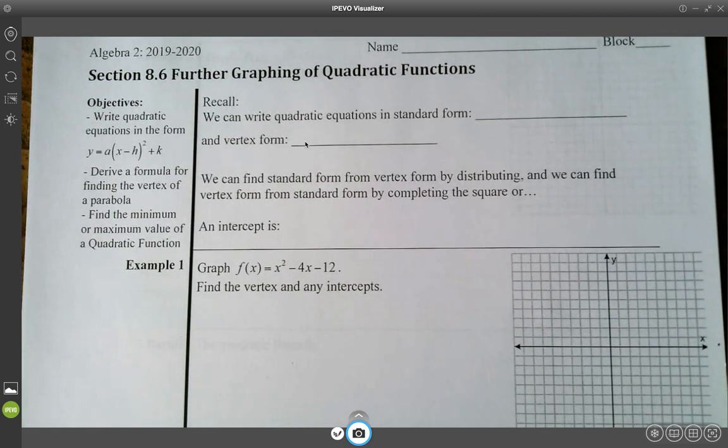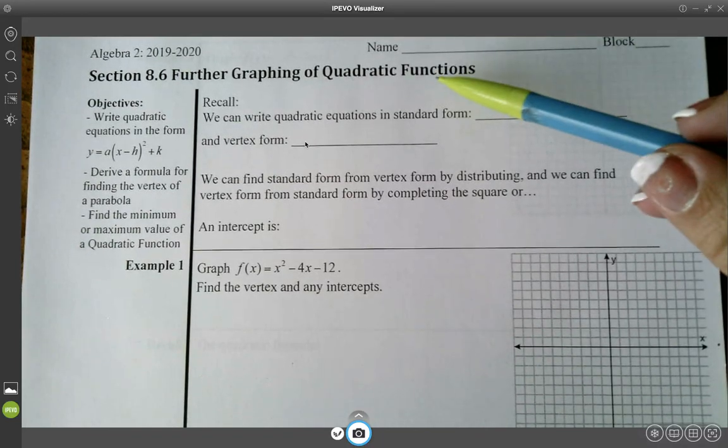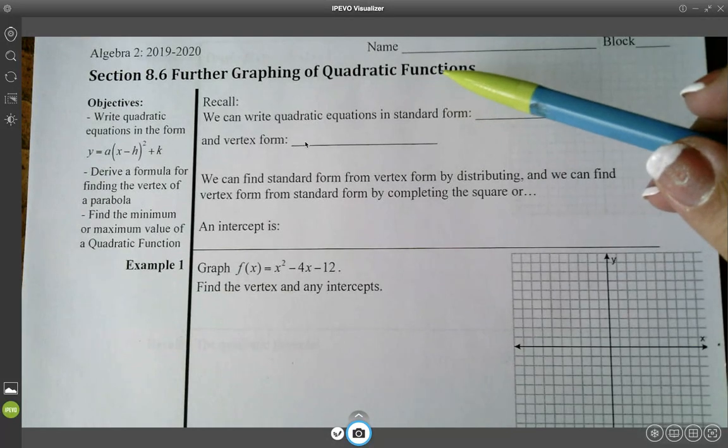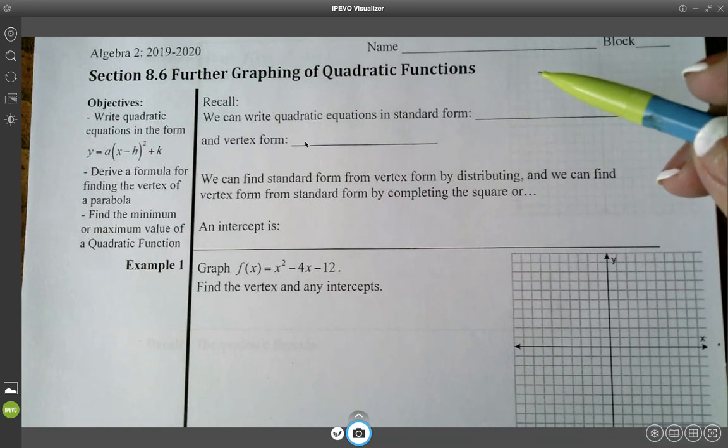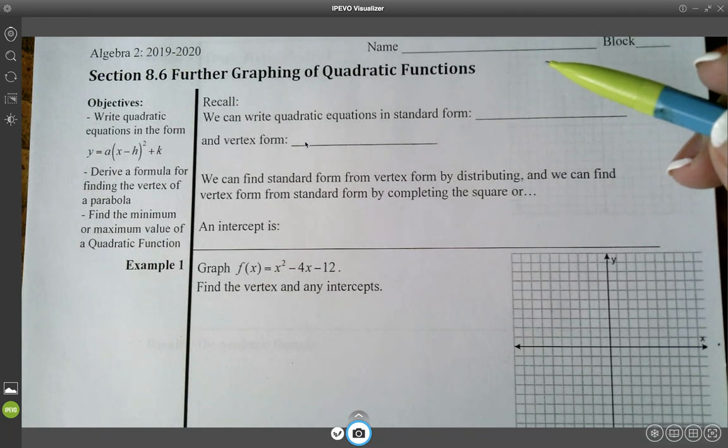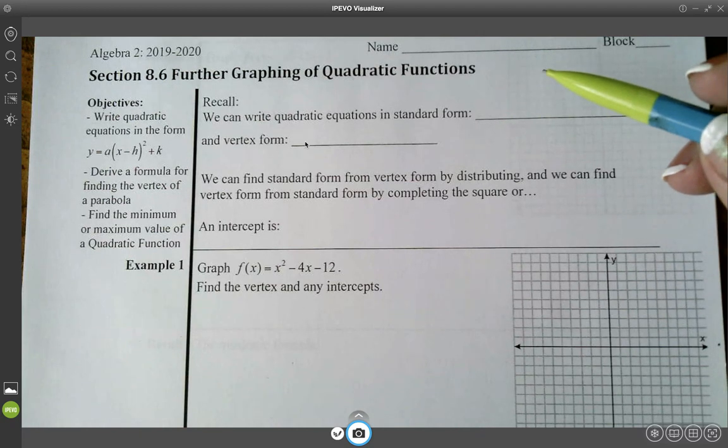We're picking up where we left off last class, talking about quadratic equations, but this time we're looking at graphing quadratic functions that might not be in vertex form yet. So in our last class, we looked at graphing based on transformations, and this time we're going to look at, well, how do we graph if it's not given in that form?